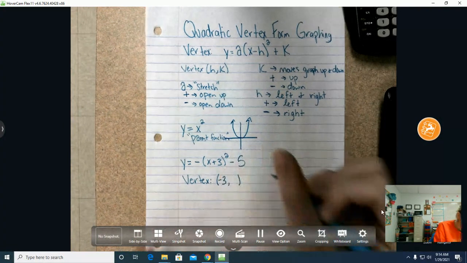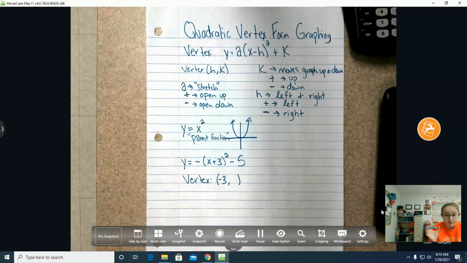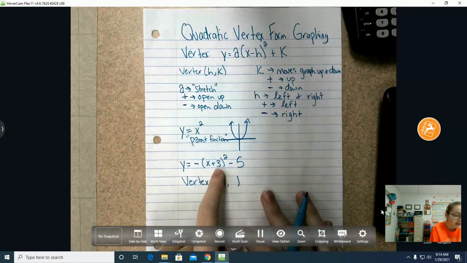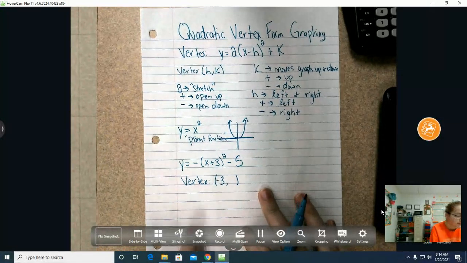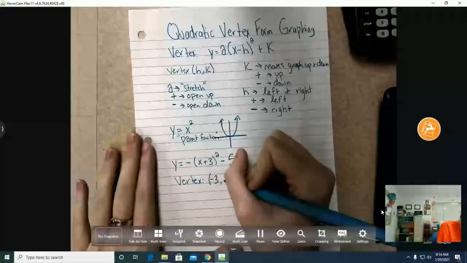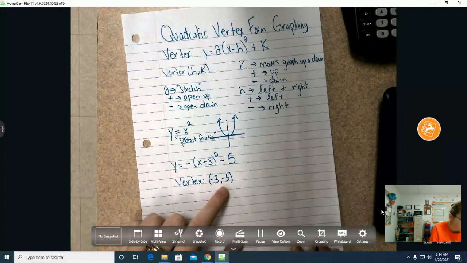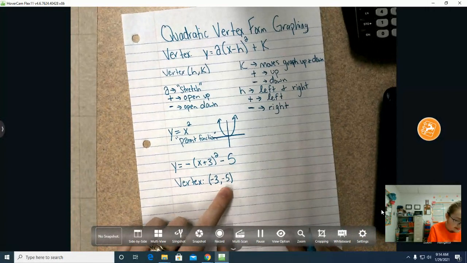So you can think about it as your h value is always the opposite of whatever you see. So if you see a positive 3, your h is a negative 3. If you see a negative 3, your h is a positive 3. And then your k value is going to stay the same. So your vertex of the graph is negative 3, negative 5.